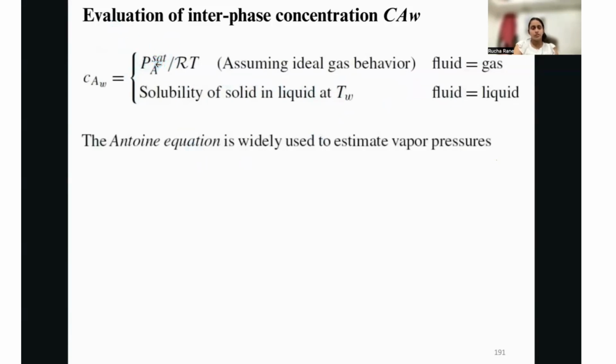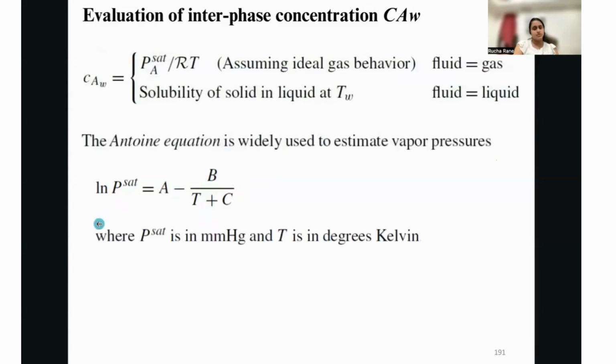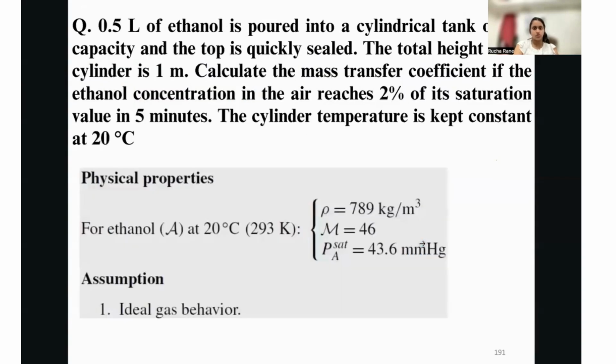Here we saw the term P_A saturation. Now, how will we calculate this P_A saturation? To calculate this, we can use the Antoine equation. The generalized format of this is ln P saturation is equal to A minus B upon temperature in Kelvin plus C. These A, B, C are called Antoine constants, which are specified from system to system or material to material. Using this format of equation, we can determine the P saturation, where P saturation is in mmHg and T is in degrees Kelvin.